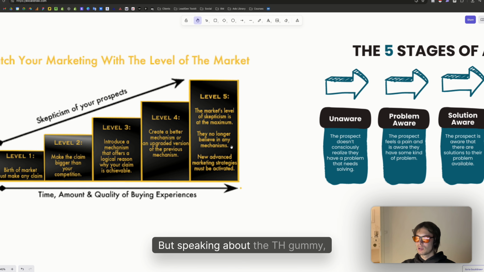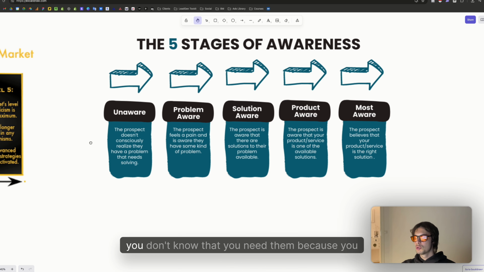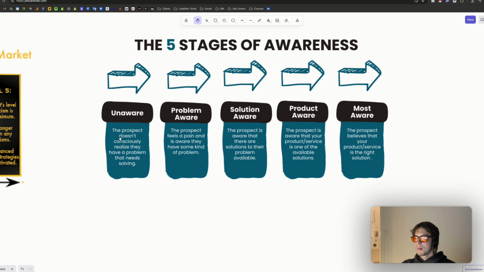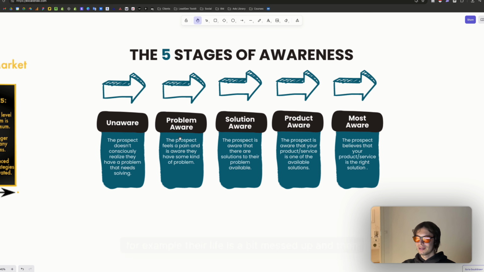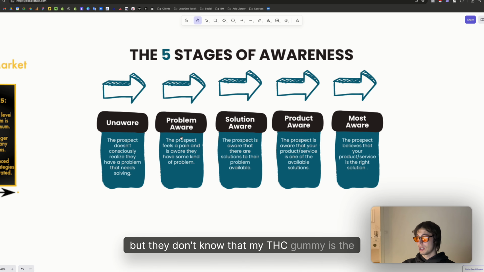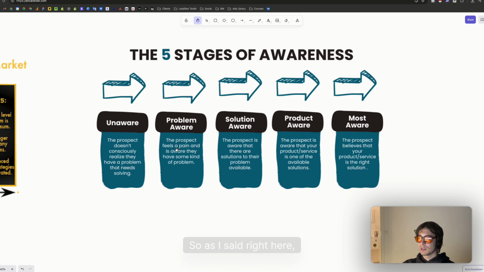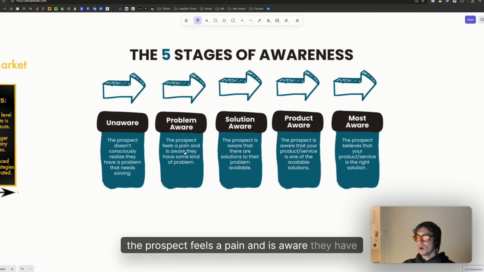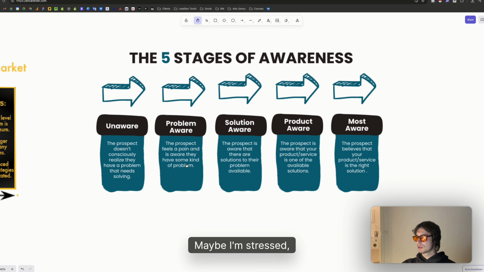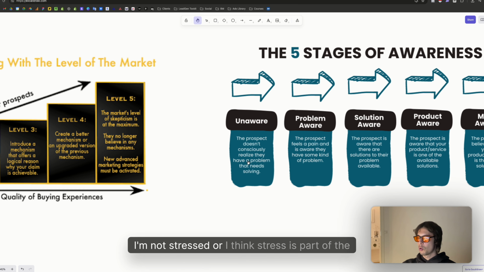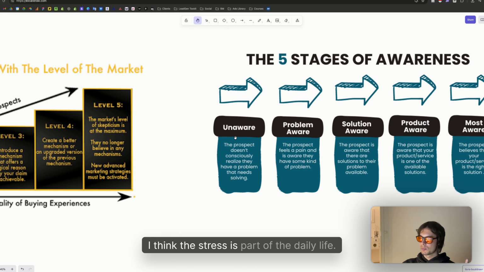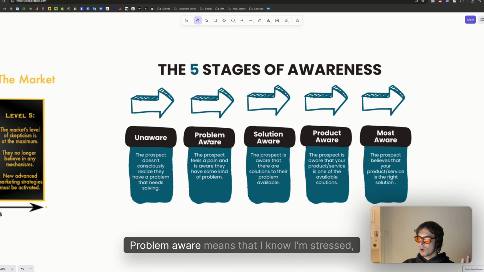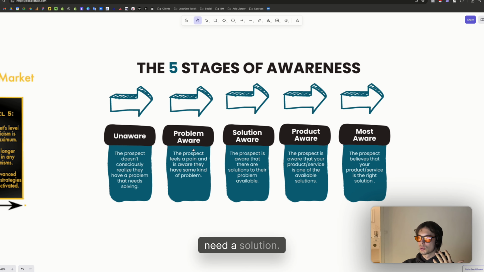But speaking about the THC gummy, for example, you don't know that you need them because you think your life is great. Problem aware is someone that knows, for example, their life is a bit messed up, and they know they have a problem, but they don't know that my THC gummy is the solution yet. So, as I said right here, the prospect feels a pain and is aware they have some kind of problem. Maybe I'm stressed, okay? Here, for example, I'm not stressed, or I think stress is part of daily life. I don't think it's a problem. Problem aware means that I know I'm stressed, and therefore I need a solution.